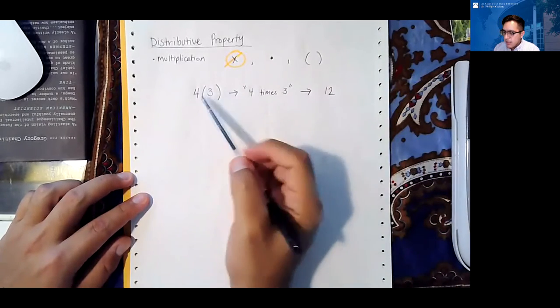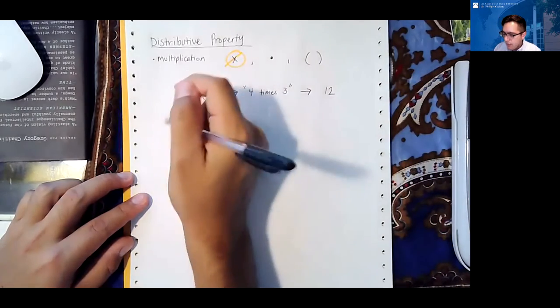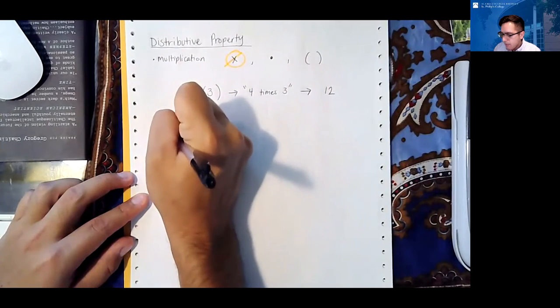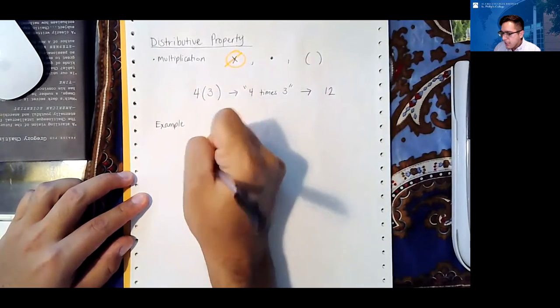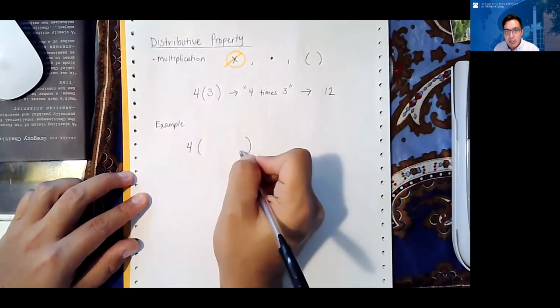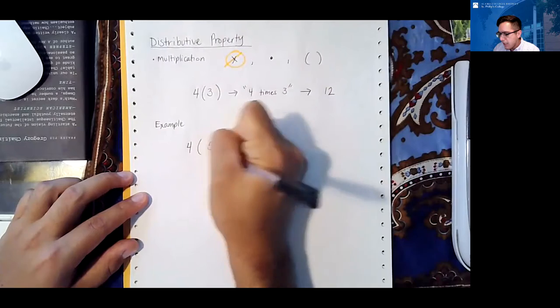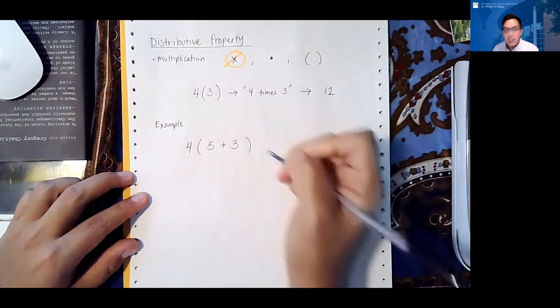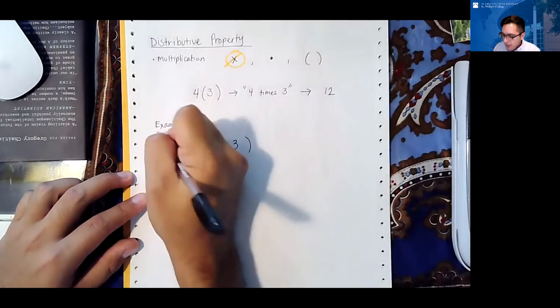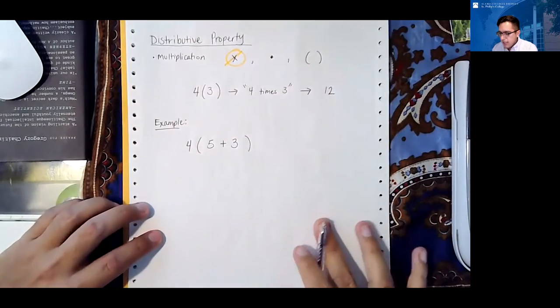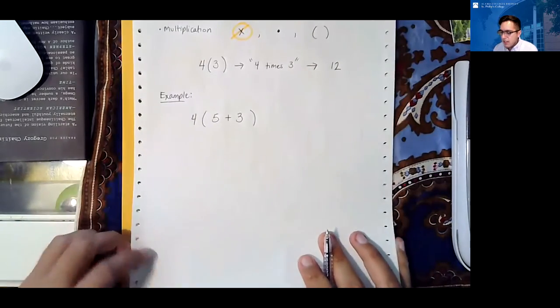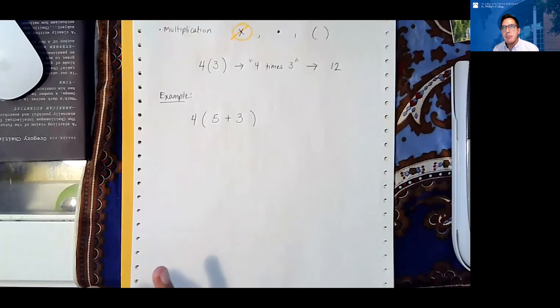But sometimes you will have a number outside of the parentheses. So for example, let's say we had 4 times a set of terms or a set of numbers in the parentheses that may be added or subtracted. So we could have like 5 plus 3 in here. And so this distributive property can be used in place of solving the stuff in the parentheses first. So it can be used in conjunction with our order of operations.